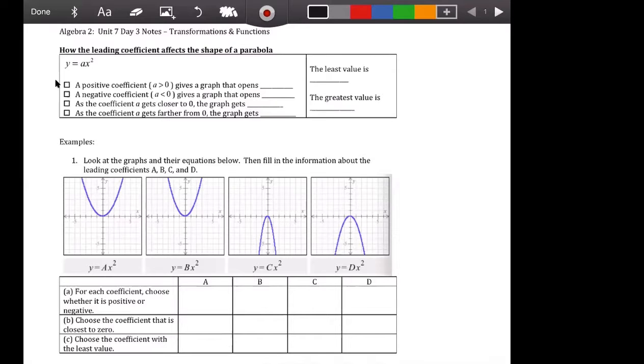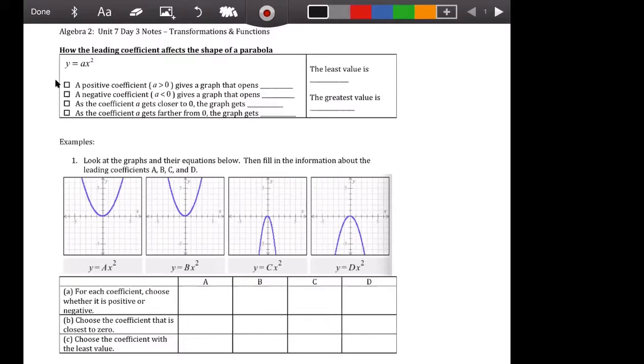Okay. So between the 2 days, we're going to have a total of 5 topics. The first topic is called How the Leading Coefficient Affects the Shape of a Parabola. Now, a coefficient is the number in front of a letter, in front of a variable. So if it gives you this A and it happens to be a number, it could be any number, 2, 3, 8, -7, 1/2, -1/3, whatever.